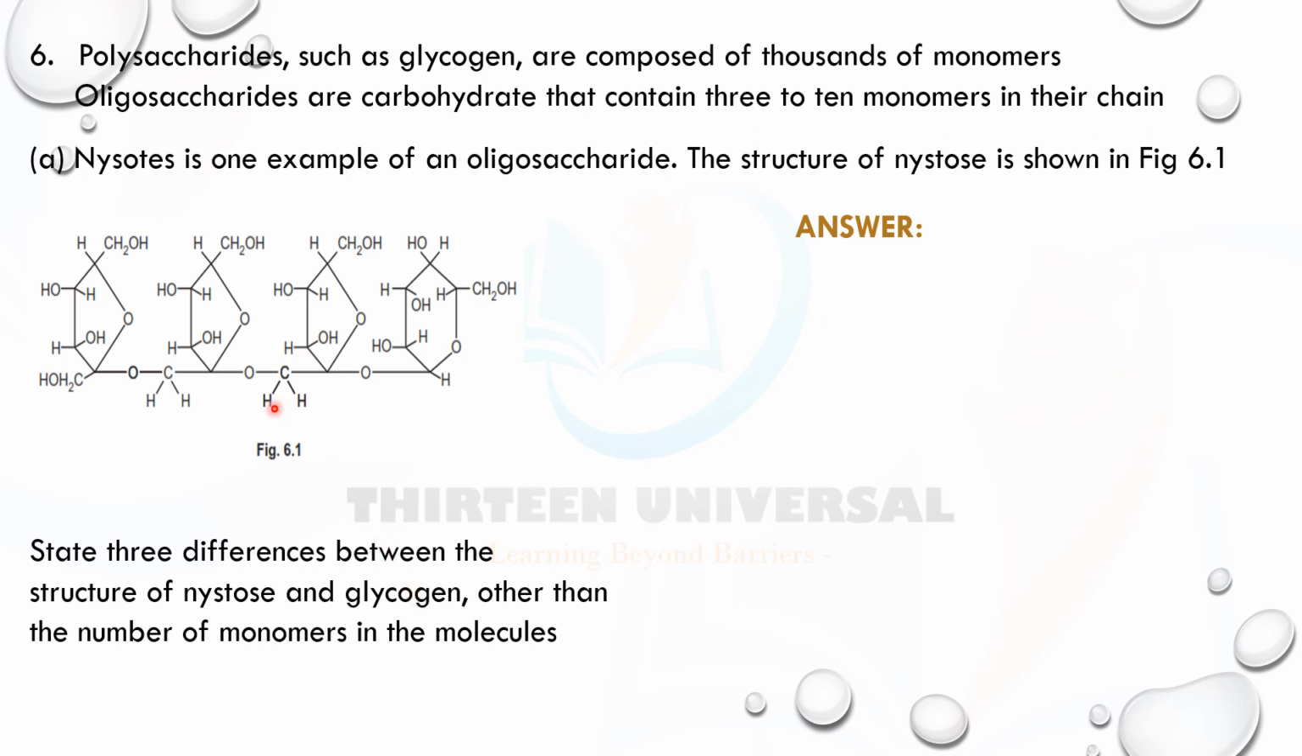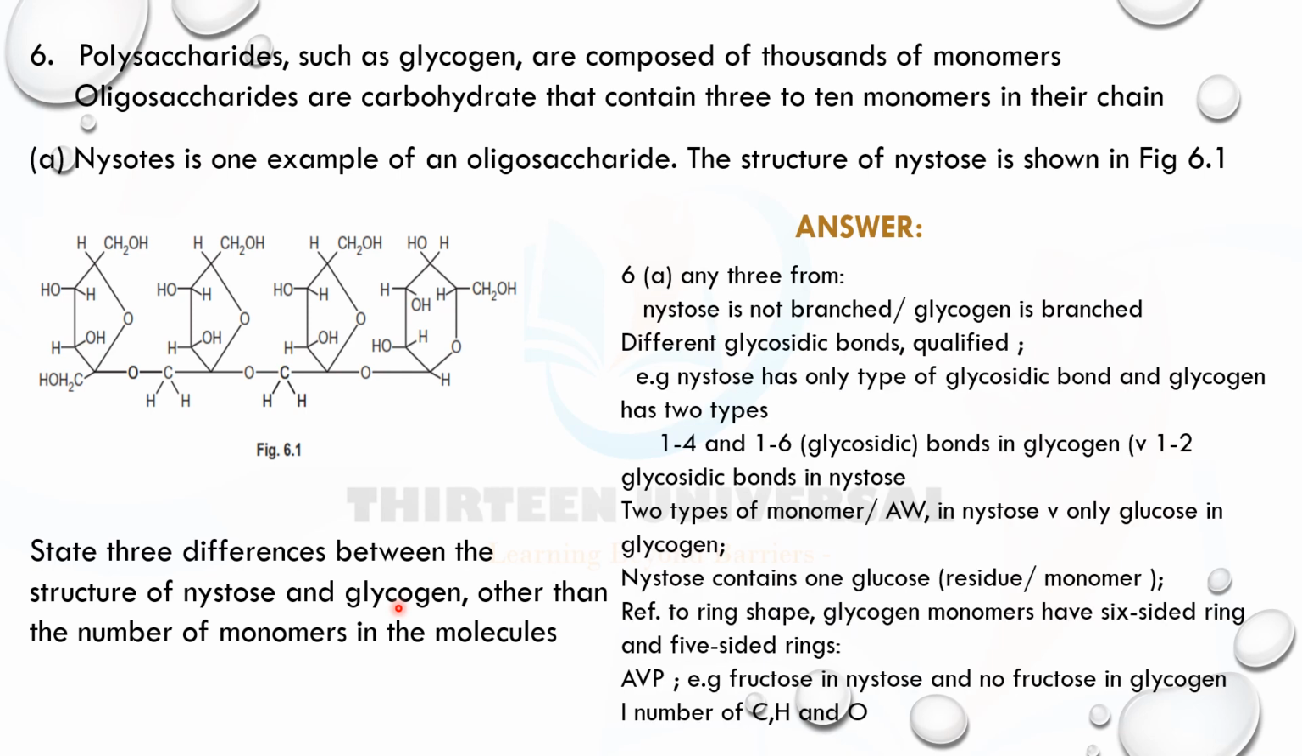The third one: the glycosidic bond is formed between the first carbon here and the second carbon, so a 1,2 glycosidic bond. That's only one type of glycosidic bond. But in glycogen, we have 2 types of glycosidic bond, 1,4 and 1,6. You remember? So let's see what the mark scheme says for the rest.